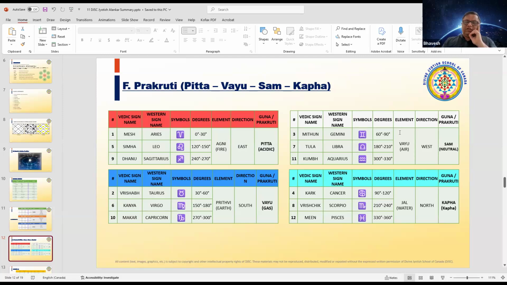In the same way, for 3, 7, and 11 it is Vayu, west and Sama. And then for 2, 6, and 10, basically your finance area, it is Prithvi, south and Vayu. 4, 8, and 12, your moksha trikona, has the element of jal, the direction of north, and the guna is kapha. So these are another categorization.